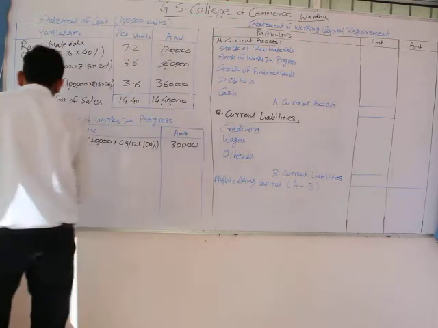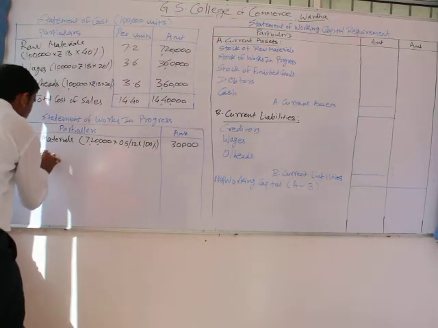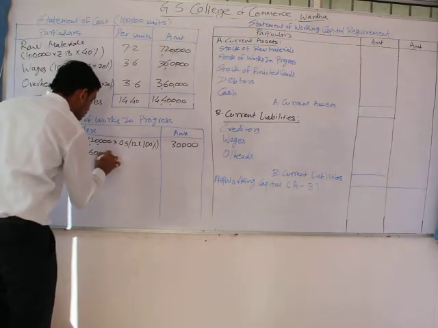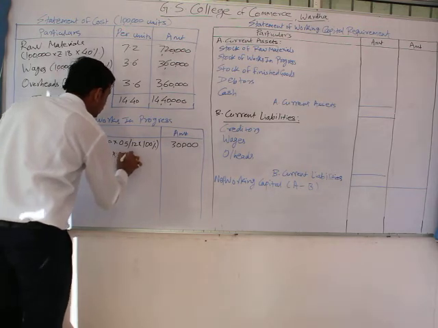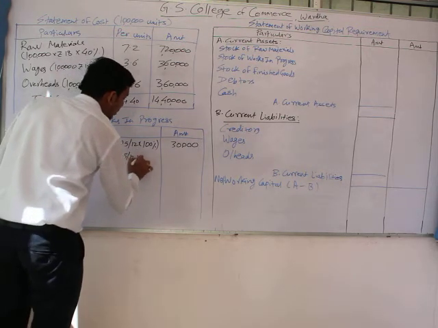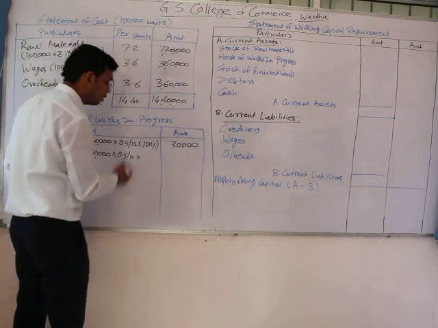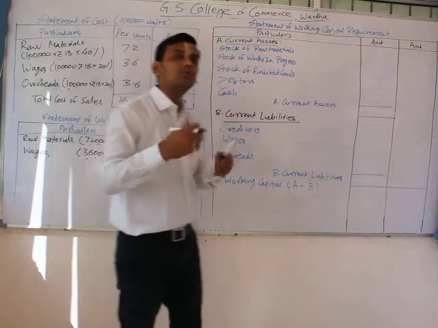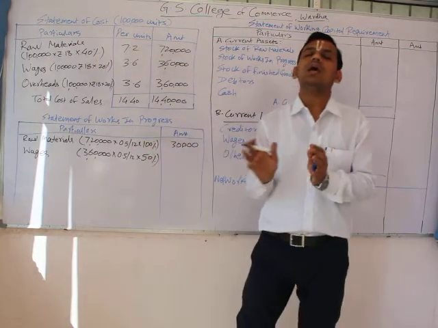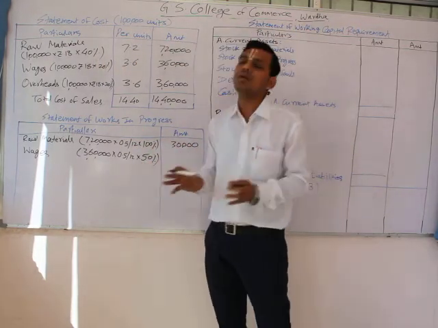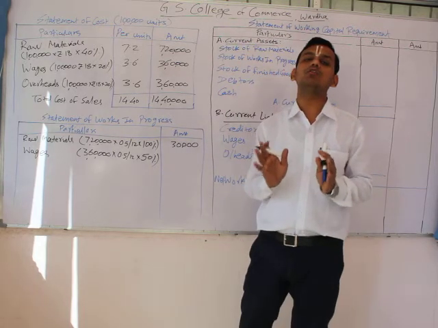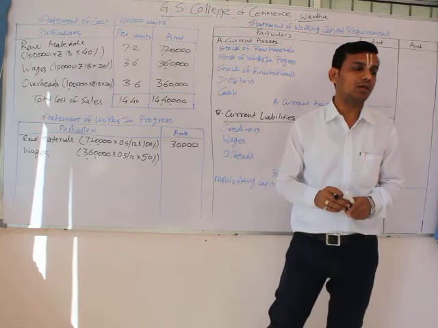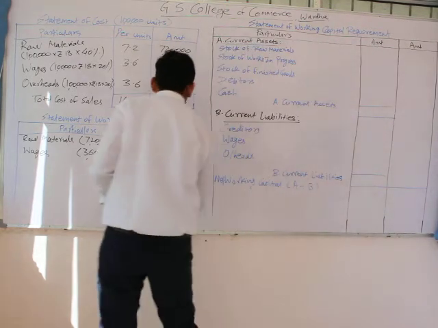Second one would be wages. Again the amount of wages was 3,60,000 into 0.5 divided by 12. The period would be constant for all three components, into 50%. As the production process is going on, we have assumed that we have incurred only 50% of our labor or wages on it, hence 3,60,000 into 0.5 divided by 12 into 50% would be 7,500.